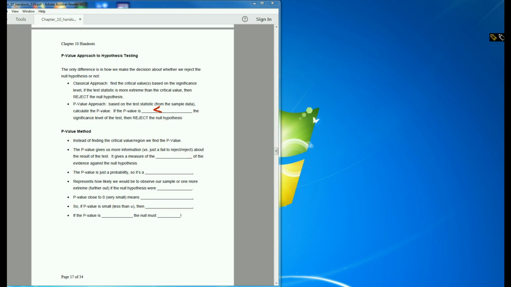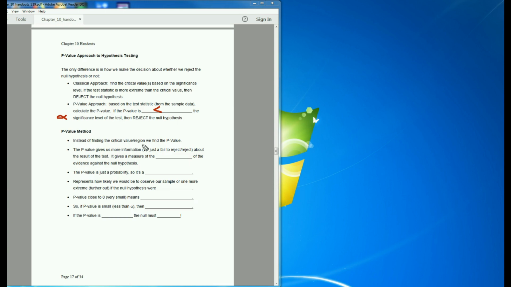And again, your significance level is your alpha. Okay, so if your p-value is less than alpha, then you will reject the null hypothesis. So again, p-value method. Instead of finding the critical value and region, we no longer need that. We find this thing called the p-value. And it really gives us more information.